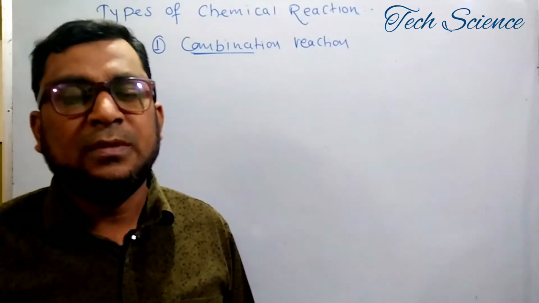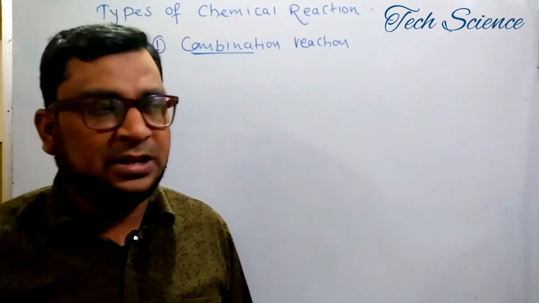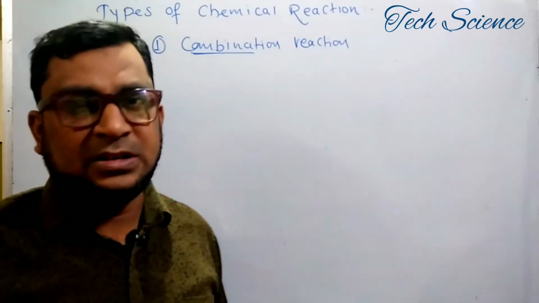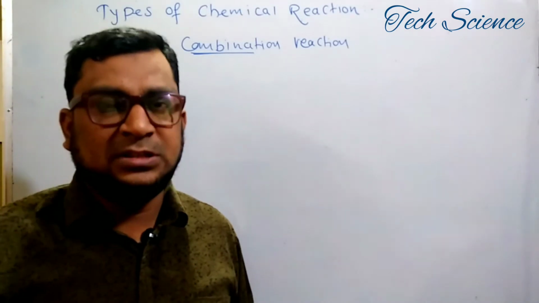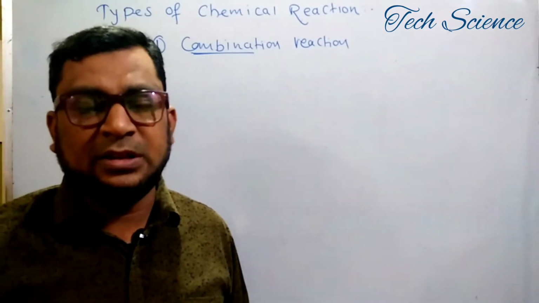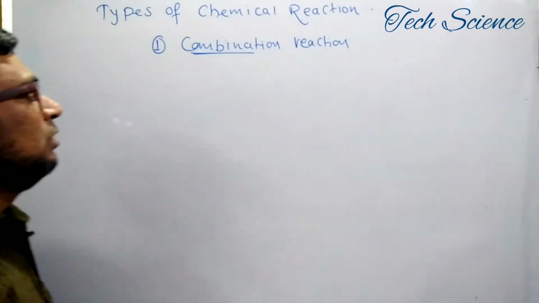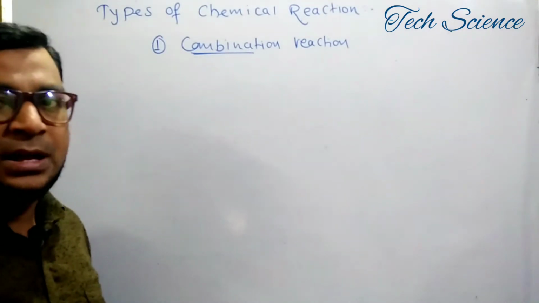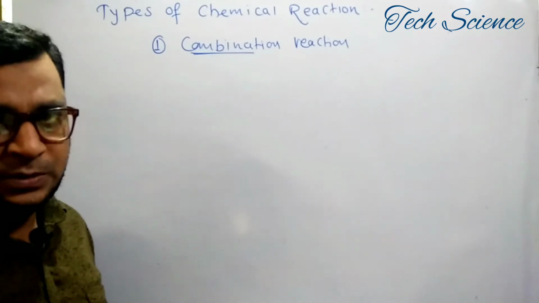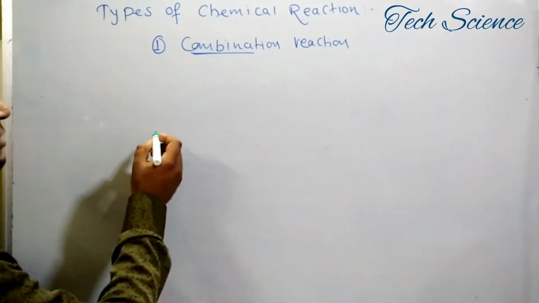The new element that is formed after the chemical reaction is called the product. As per the convention we discussed yesterday, reactants are always written on the left hand side while the product is on the right hand side. If you didn't see that video, please see it: what are the conventions to write the chemical equation? So combination means the reactants get combined here and a new product is formed.